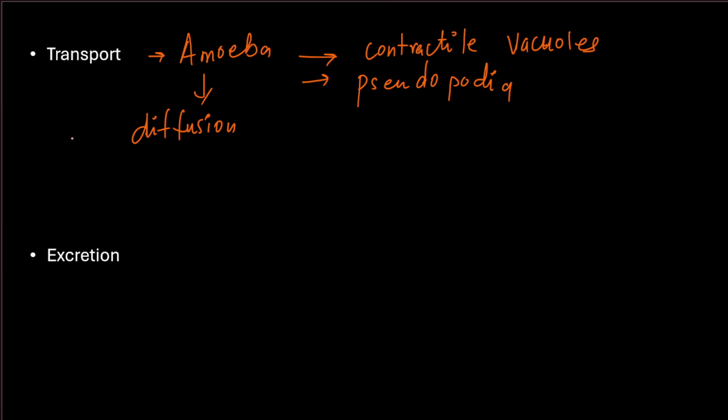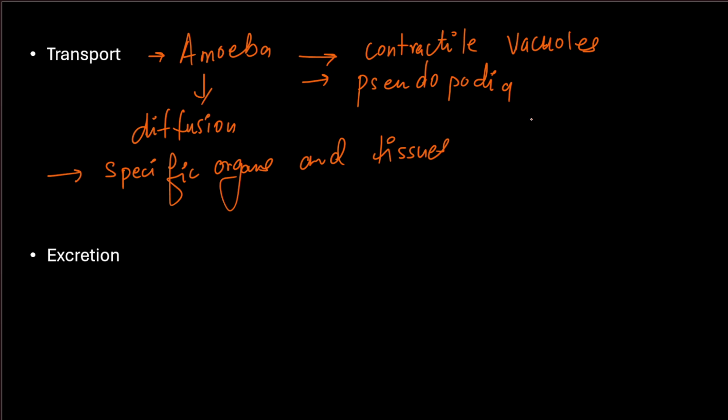But this is not the case when we're talking of multicellular organisms, like humans or higher plants. Simple diffusion is not going to be sufficient to meet the oxygen and nutritional requirements of all the cells. So such organisms develop specific organs, right? And tissues for transportation of materials from one part of the body to the other. And this process is known as transport.